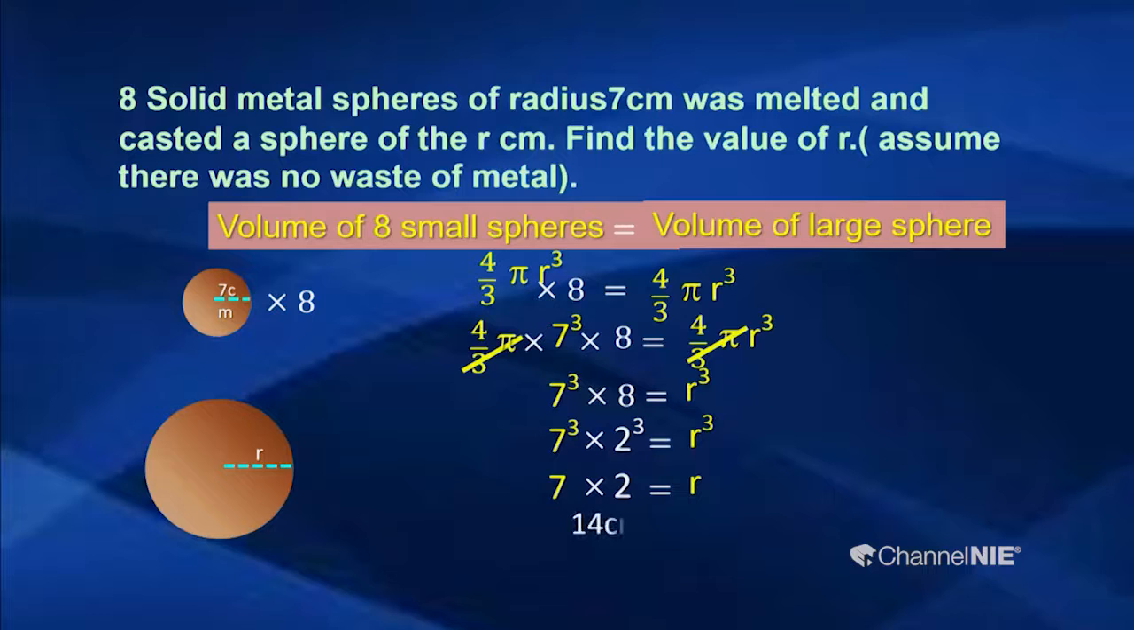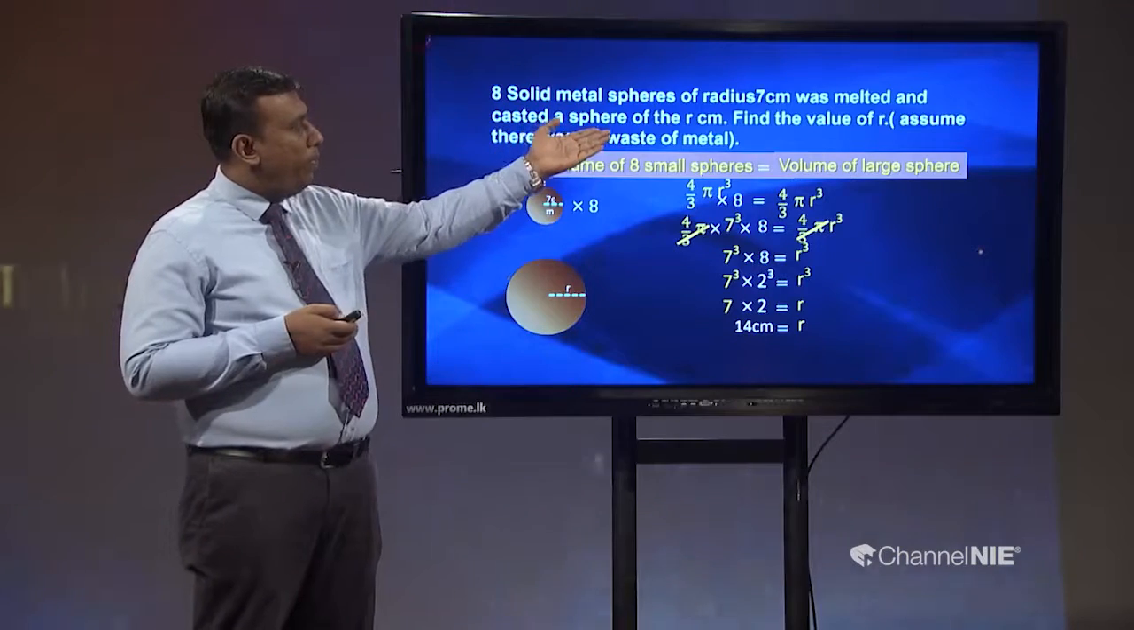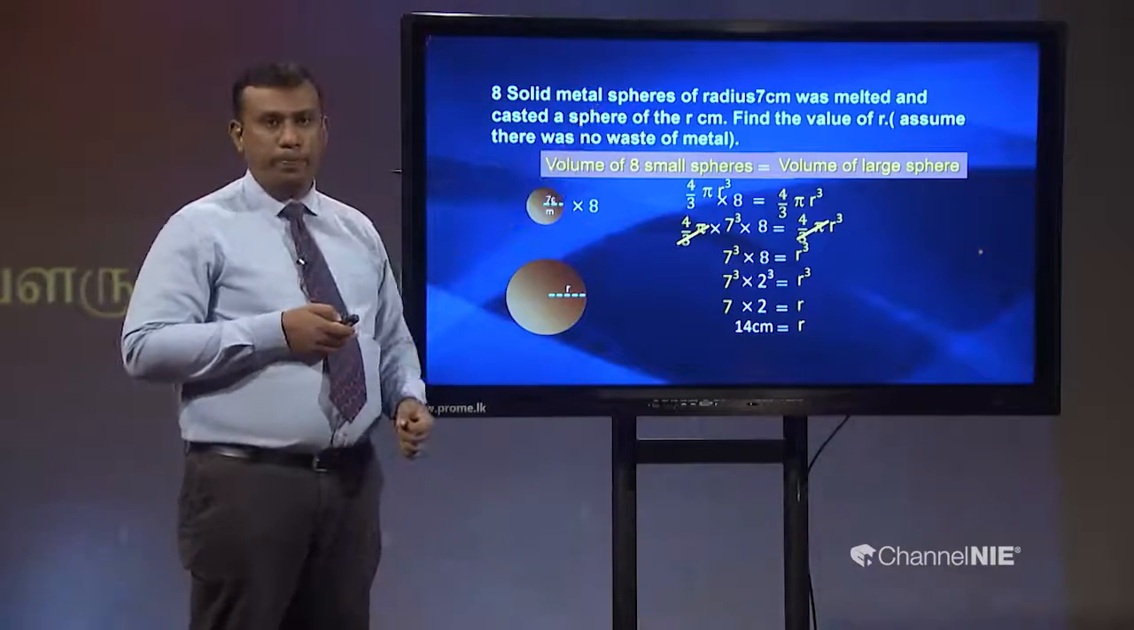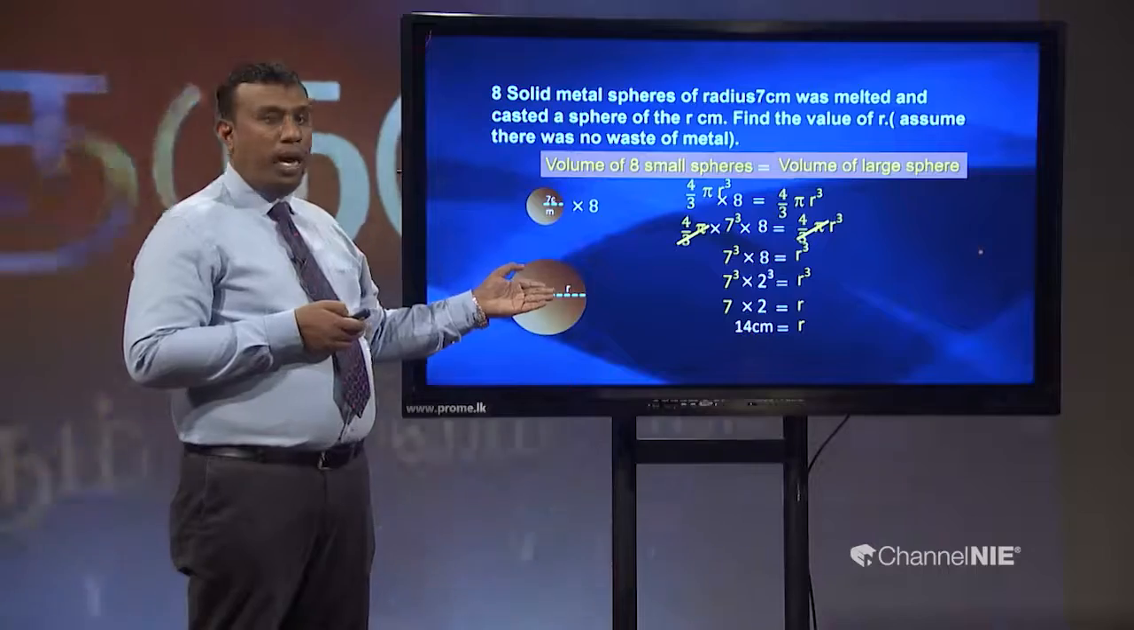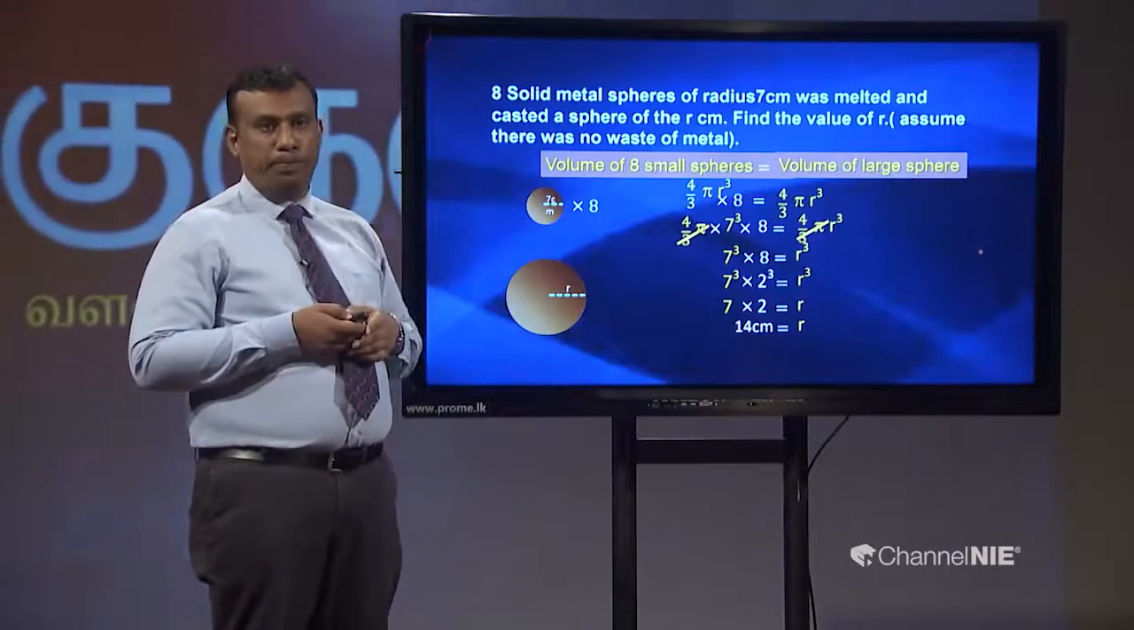Now 7 into 2, what is the value? It is 14 centimeter. 14 centimeter is equal to r. Then what is 14 centimeter? 14 centimeter is the radius of this sphere, the large one. That is the thing they asked for us. Here the 7 centimeter sphere was melted, then cast into a sphere of r centimeter. So the r value is 14 centimeter.